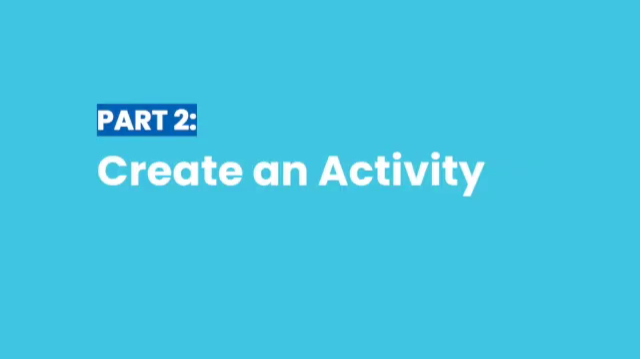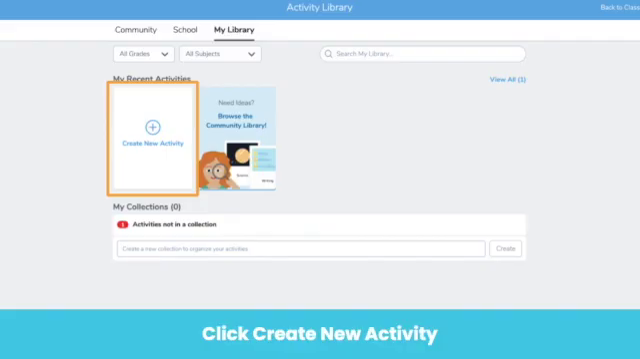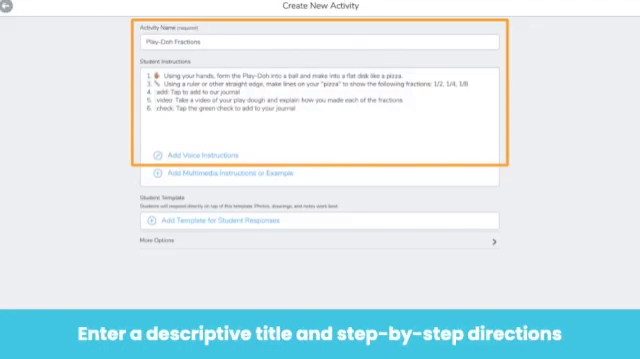Now that we're all on the same page, let's talk about creating activities. Watch me first, then you'll have time to explore. In My Library, click Create New Activity. This is the activity template. Simply fill in the fields, including a descriptive title and step-by-step directions.